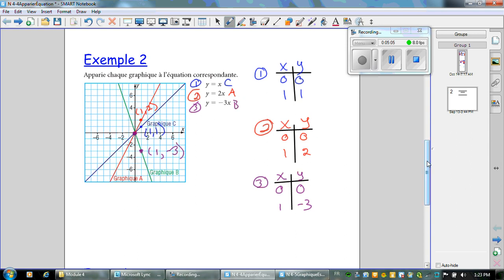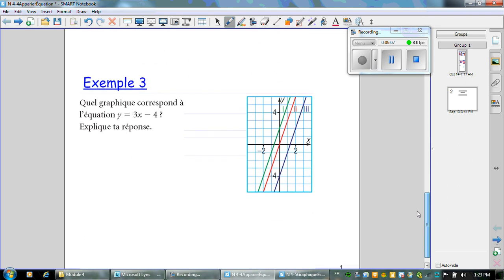We have one final example. Here we have one equation but three graphs. So you need to pick which one it is. Same idea. I'm going to create a mini table of values. For x and y, you're going to go 0, 1. If x is 0, y would be negative 4, because 0 times 3 is 0, and 0 minus 4 is negative 4. If x is 1, you get 3 minus 4, which is negative 1.